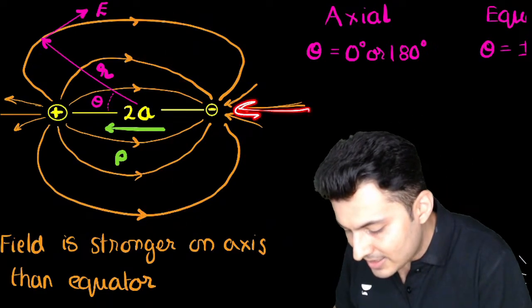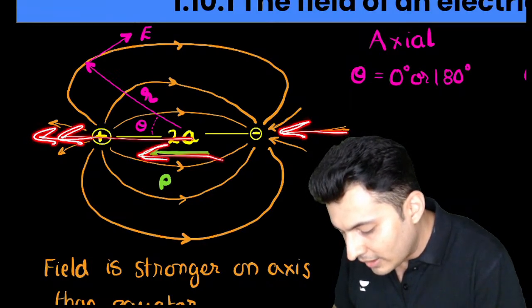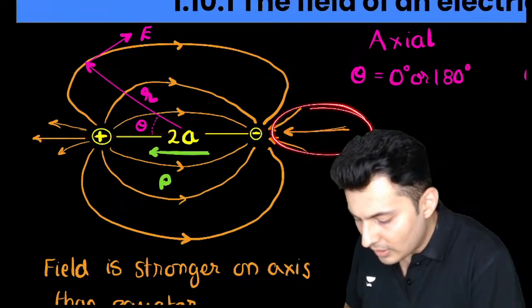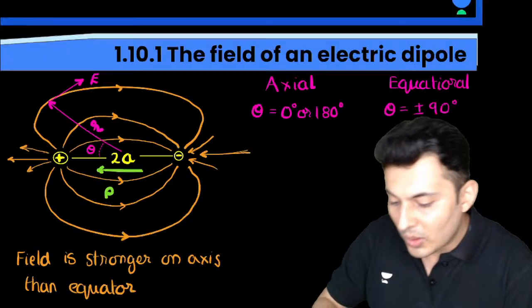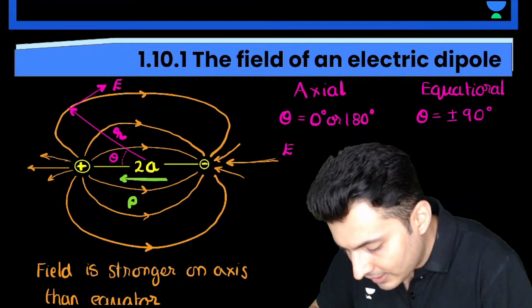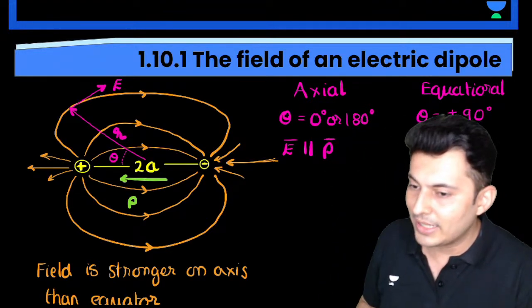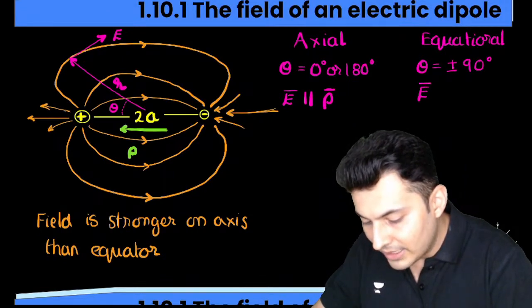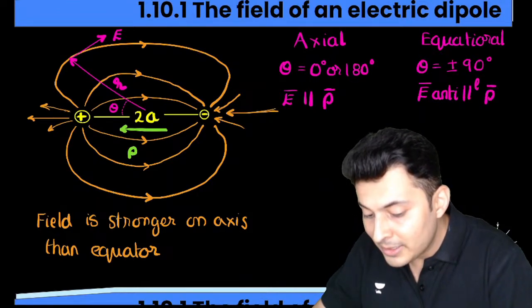But on the axis, it is always parallel to the dipole moment. Look at that, anywhere on the axis. If you are here or if you are here, you will see it is parallel to the dipole moment. So on the axial position, can I say that the electric field is parallel to the dipole moment? But on the equatorial position, can I say the electric field is anti-parallel to the dipole moment?